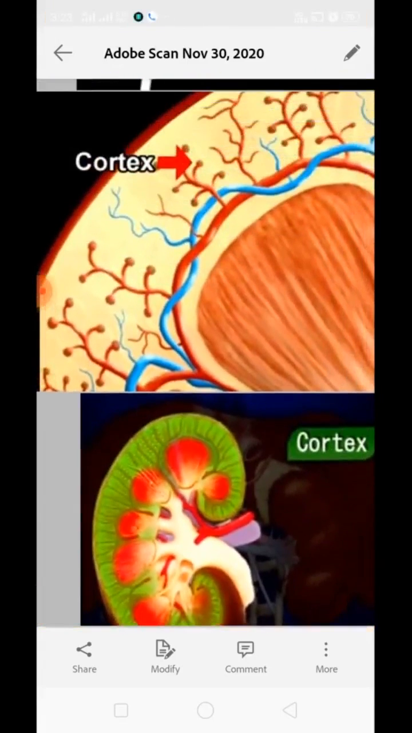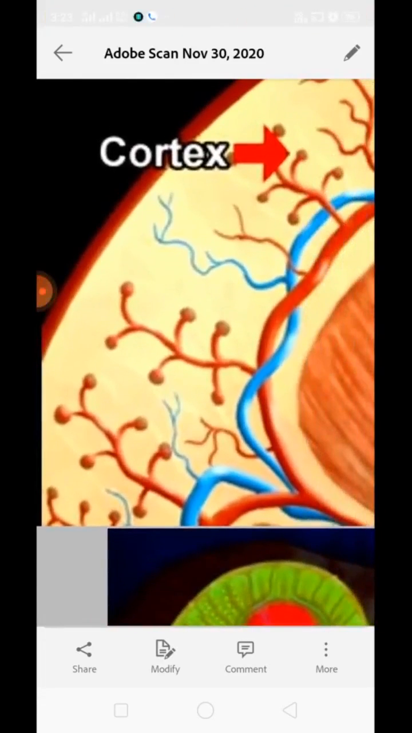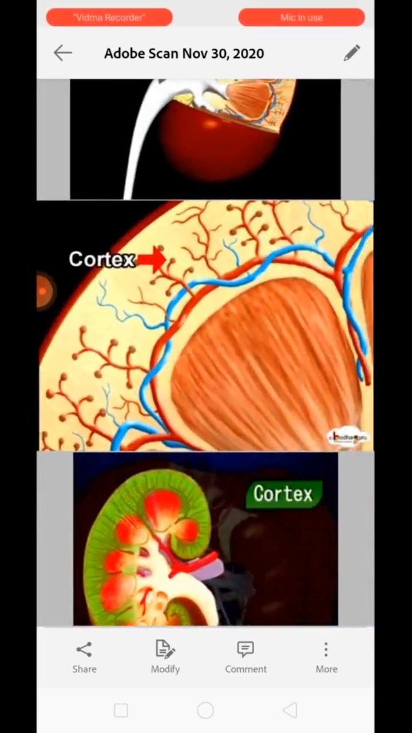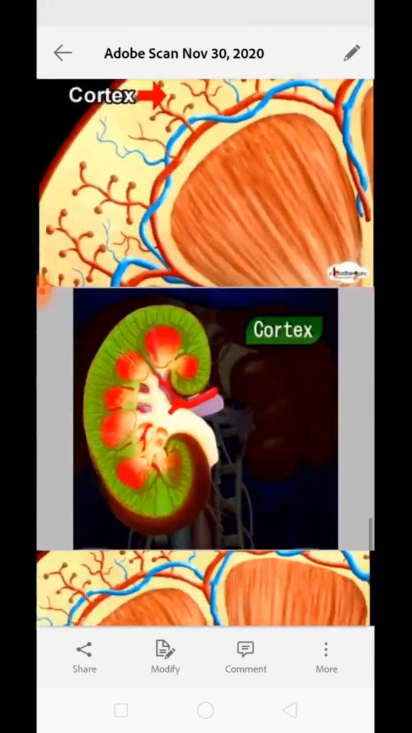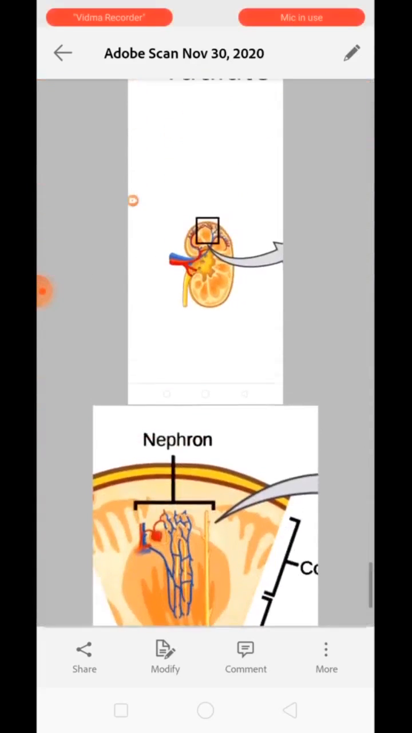Understood? Now this cortex has a large number of nephrons. All the bud-like structures present over here represent nephrons. The nephron is the structural as well as functional unit of the kidney, meaning it is the nephron which filters the blood.